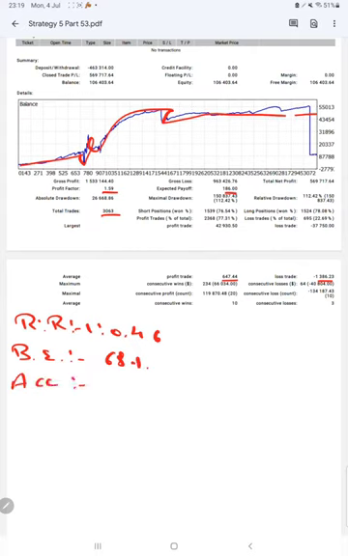Comparing with the current account accuracy, which is 77%, we can say we are almost up by 9% than the requirement.